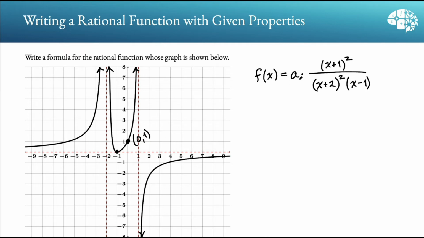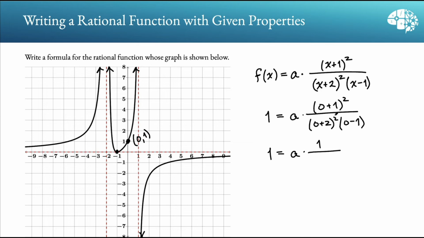So, in order to find that constant so that our y-intercept is 1, we'll go ahead and plug this point in. So we get 1 equals a times, and then all the x's are zeros. So we have 0 plus 1 squared over 0 plus 2 squared times 0 minus 1. And then we can simplify this. So we have 1 squared on top, which is 1, and a 2 squared, which is 4, times a -1. And so this gives us a times, this is a -1/4.